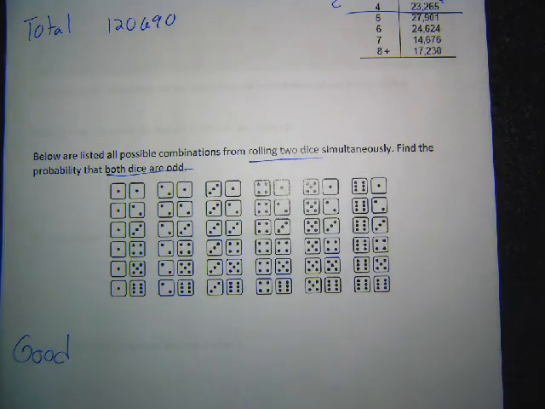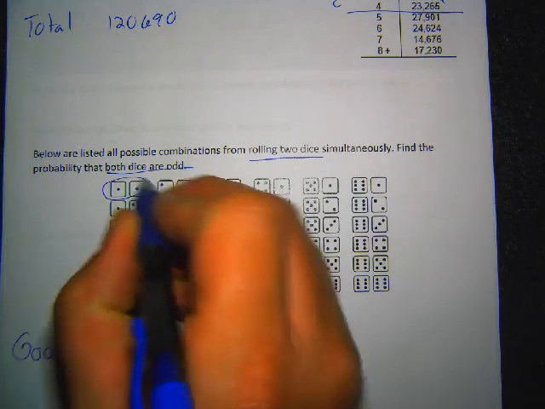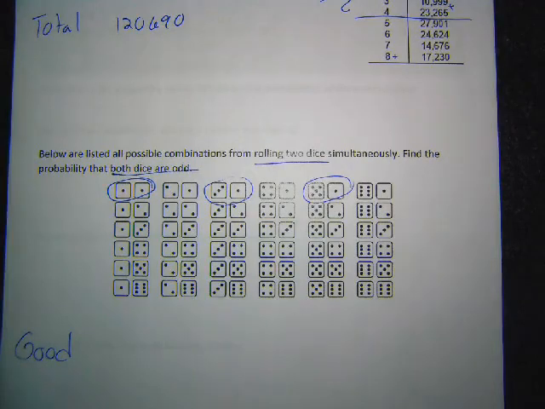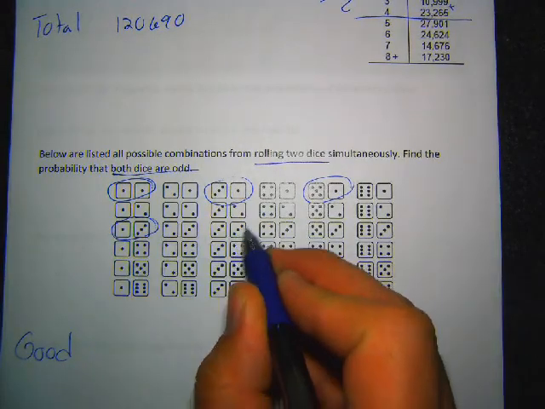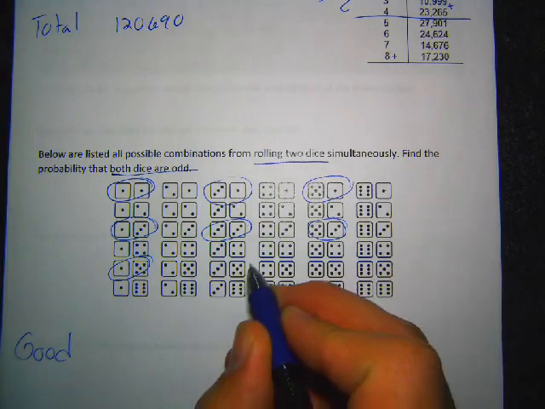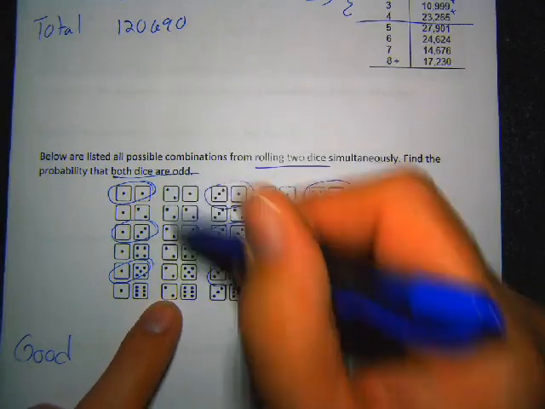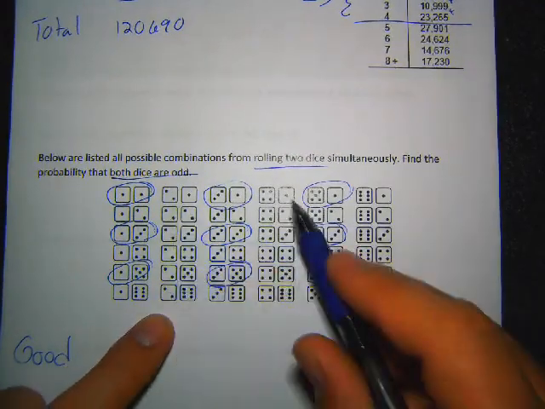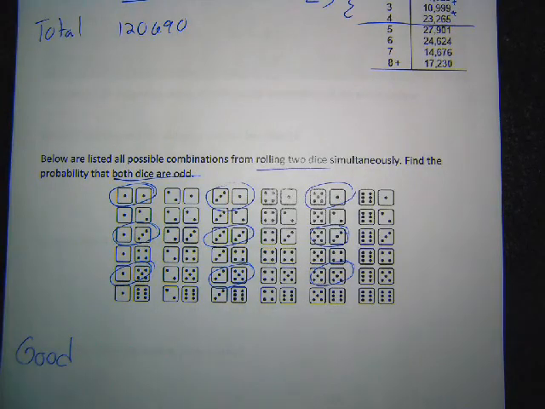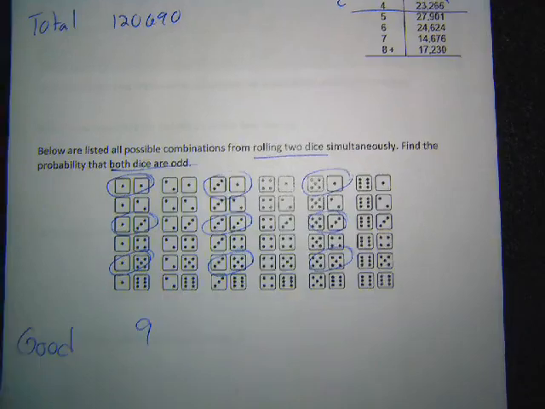So instead of me having to just figure it out in my head, I can just look for the pairs that are both odd. Like 1-1 is both odd, 3-1 is both odd, 5-1 is both odd, 1-3, 3-3, 5-3, 1-5, 3-5, and 5-5. So those are all my good options. None of these twos work, these are all 2, 4, 6, so they don't work. There's 2, 4, 6, those don't work. So just these 9 of them are good options.